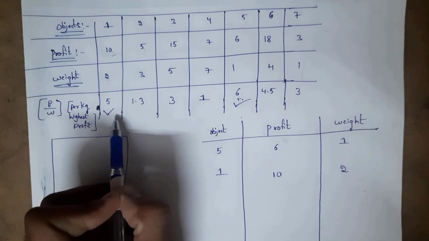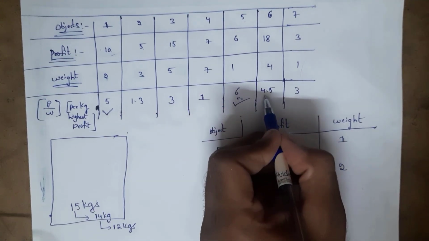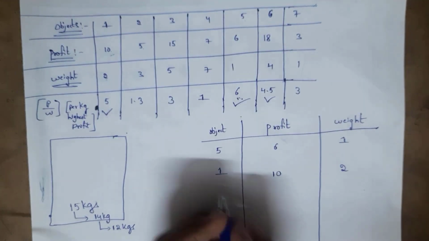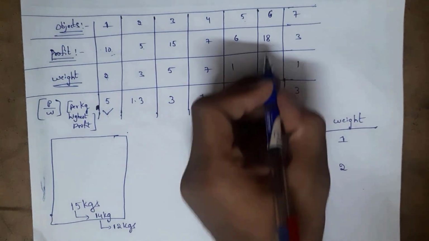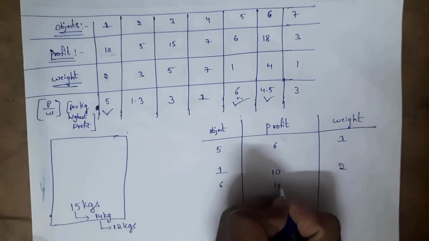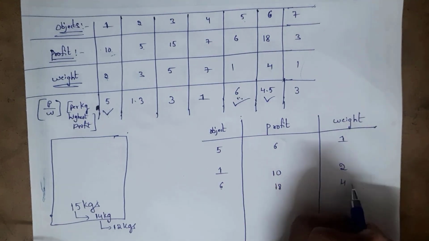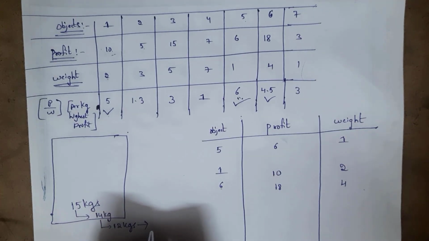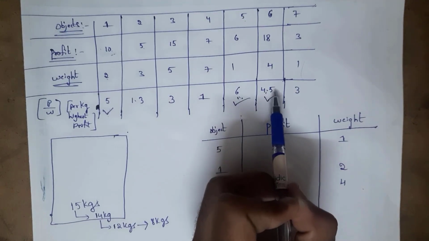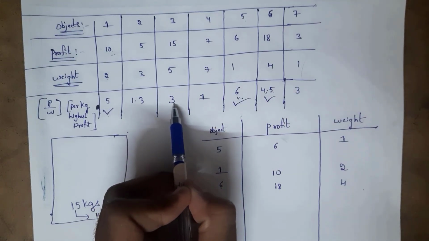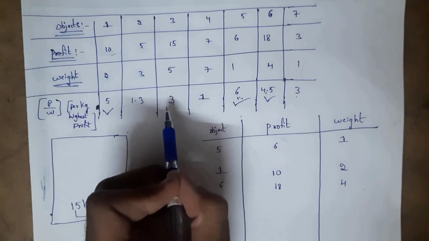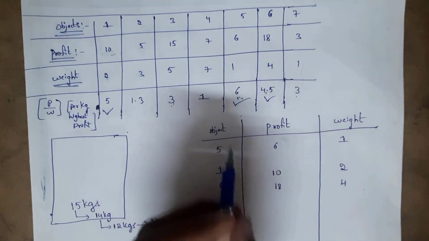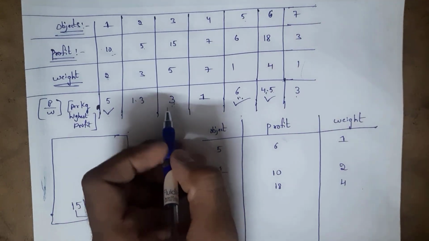After this 5, which object has the highest profit per kg? That is 4.5, so I am selecting object 6. For object 6, profit is 18 and weight is 4. After placing object 6, that is 4 kgs, how many kgs are left? That is 8 kgs. After this 4.5, which is highest? 3 or this? Either I can place object 3 or object 7 because both have the same profit per kg. You can select any one. I am selecting object 3.